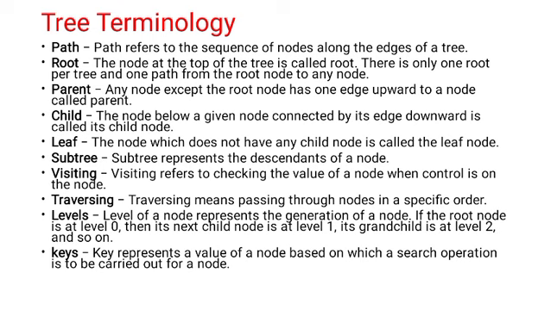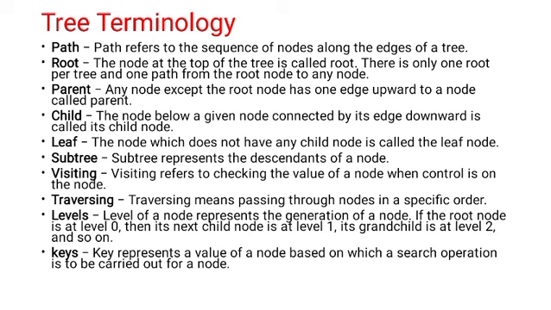Next one is child node. The node below a given node, connected by its edge downward, is called its child node. Next is the leaf node. The node which does not have any child node is called the leaf node. Like subtree: a subtree represents the descendants of a node.